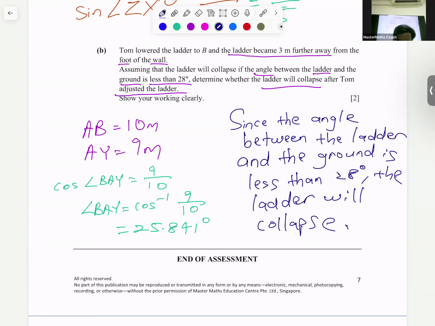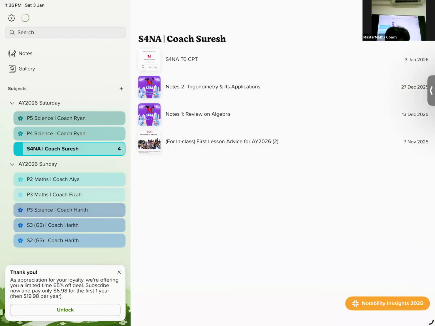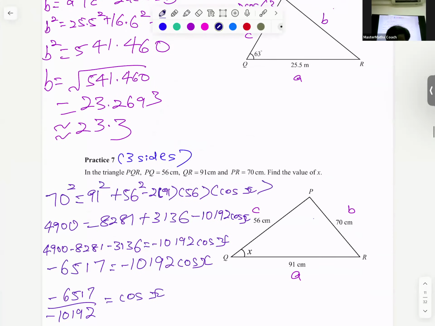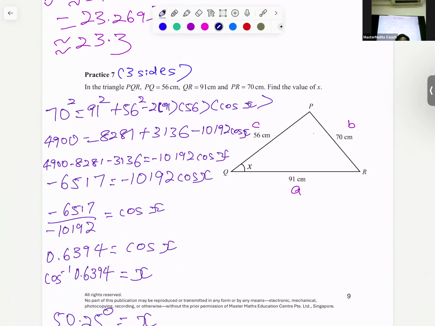Okay, let's go back to trigonometry. Now for the checkpoint test, I suggest go home and redo the questions. Do not think too much about it, all right? It's more of how you want to work on your weaknesses and what you want to practice more on.